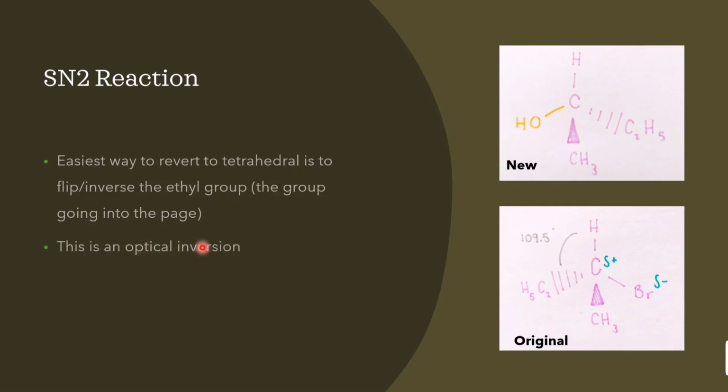So this is an optical inversion. So you can see here that our original molecule has our methyl in the middle, and it has our ethyl to the left. And in our new product, the ethyl is now to the right. So it's flipped. It's been inverted. It's an optical inversion.